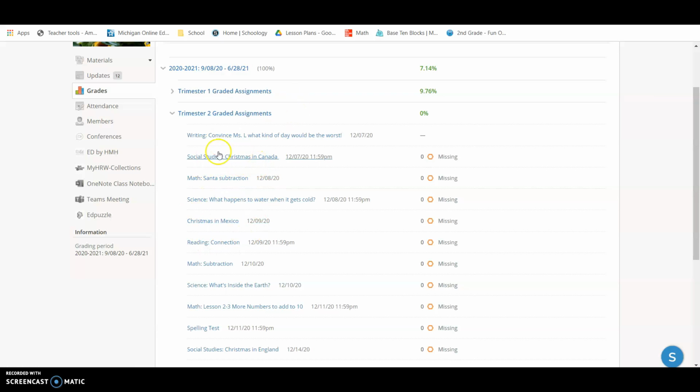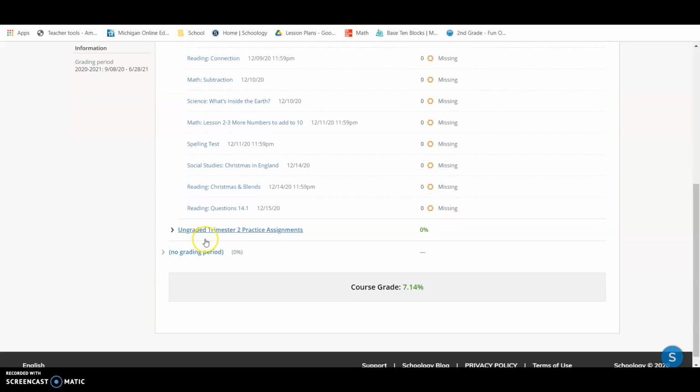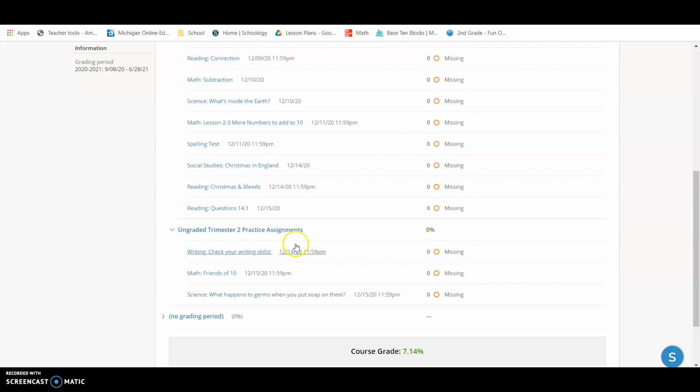So these are the only assignments that you really need to worry about, are the trimester 2 graded assignments. If you are interested in whether your child is staying on top of completing practice assignments, you can find them here under ungraded trimester 2 practice assignments. They look exactly the same.